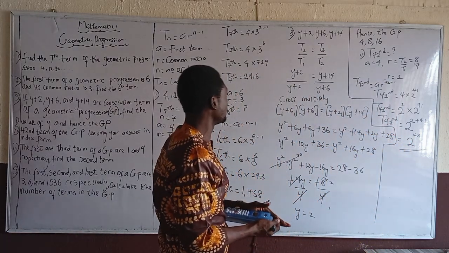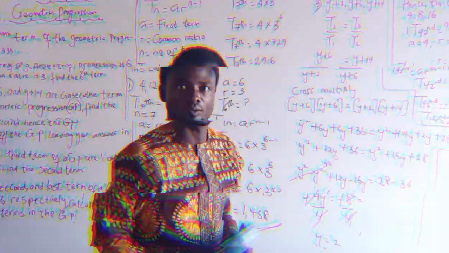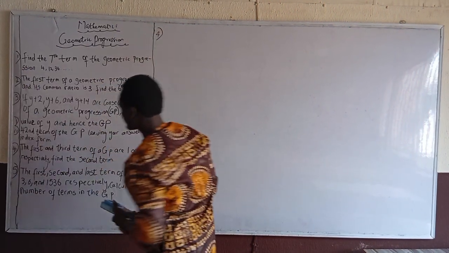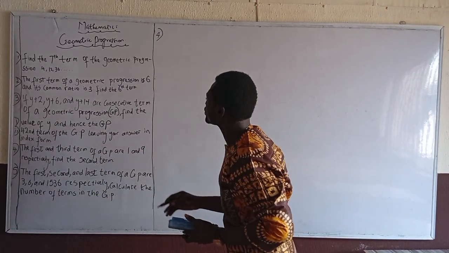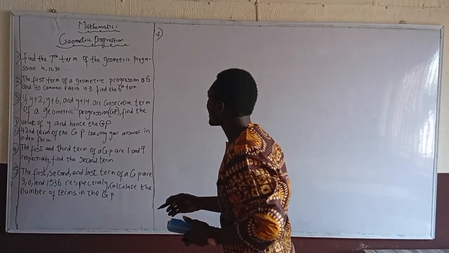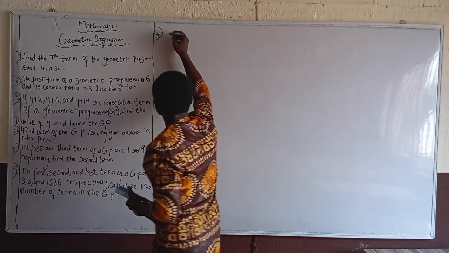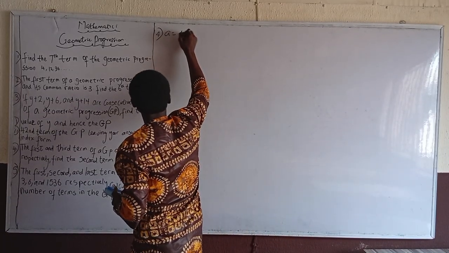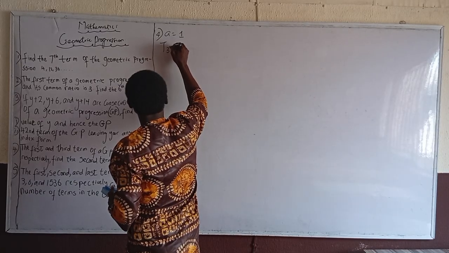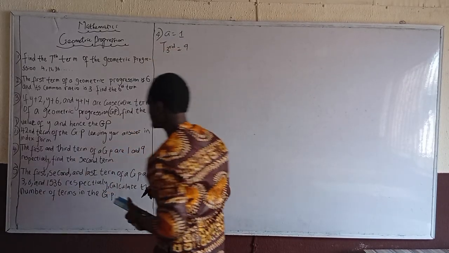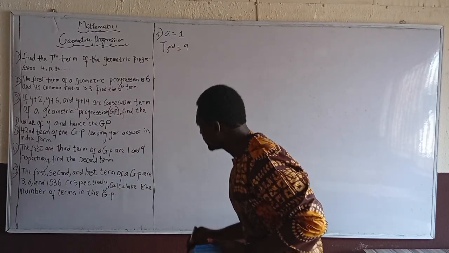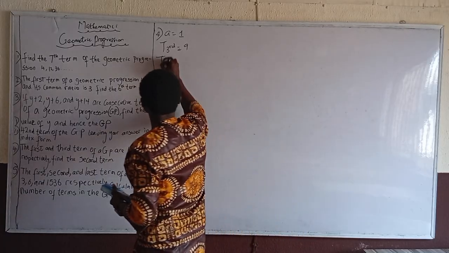So that is question 3. Then we'll move to question 4. The first term and third term of a GP are 1 and 9 respectively. First, A is 1. T3 is 9. Find the second term, T2.